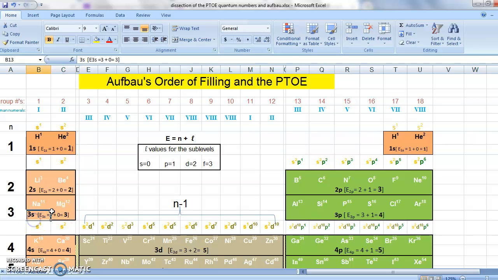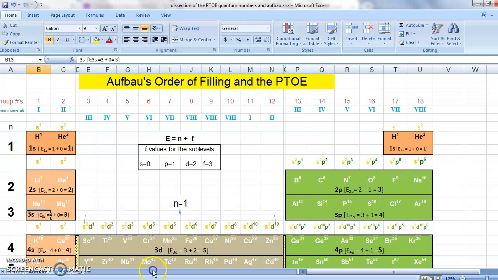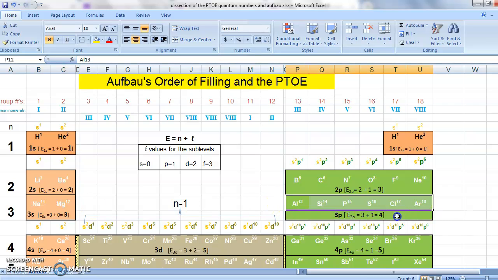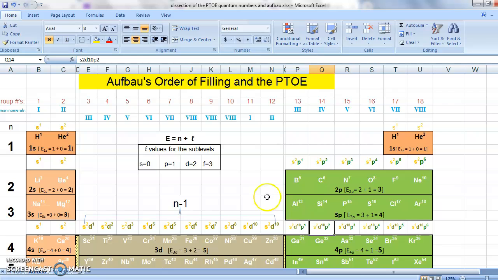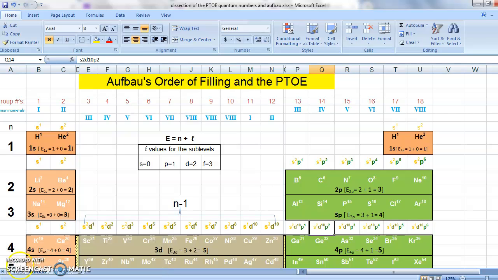11 and 12 are in the 3s. How many elements? 2. So it'll be 3s2. After typing 3s2, I bounce back out here. 11 and 12 are the 3s. 13 through 18 are in the 3p. How many elements is that? That is 6. So I return to my drawing and I'm going to type in 3p6. After typing 3p6, I am now at argon 18.